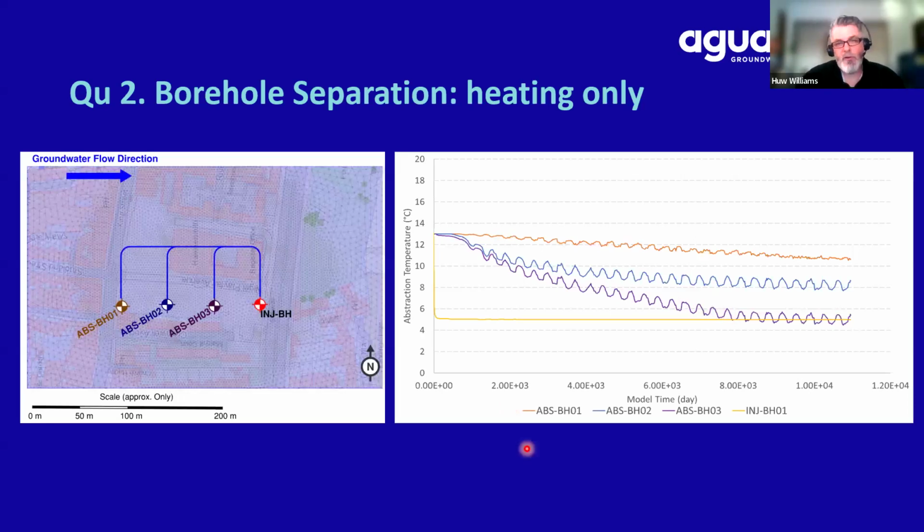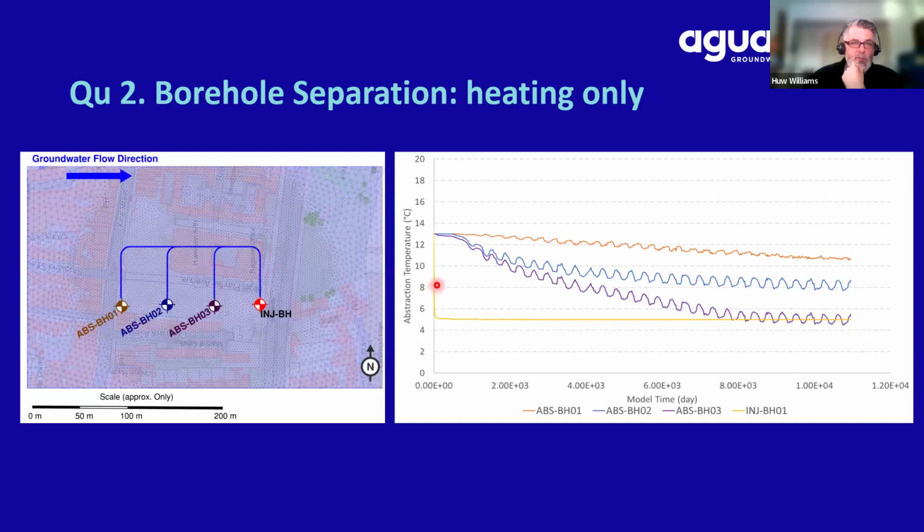So the answer to the question here, how far apart do my boreholes have to be? Well, if you can tolerate an abstraction temperature of 4 degrees C, then you can see that you could have your boreholes at 50-meter separation, because the abstraction borehole never goes below 4 degrees C. If your heat pump requires a temperature of above, let's say, 10 degrees C, then I'd say you probably need an abstraction borehole that's 150 meters away.